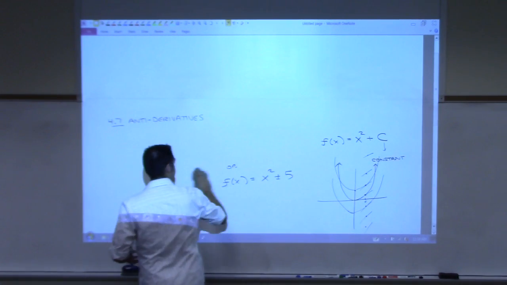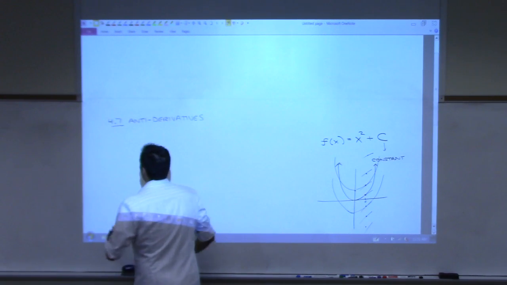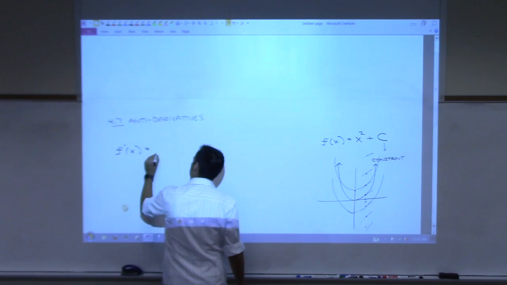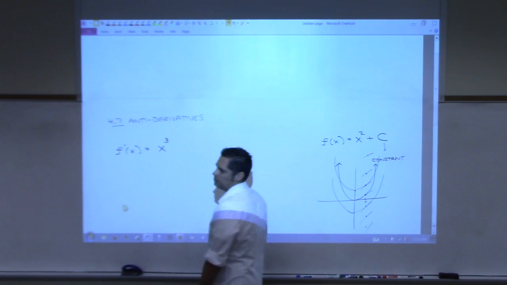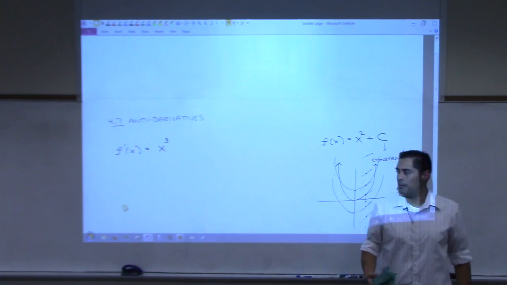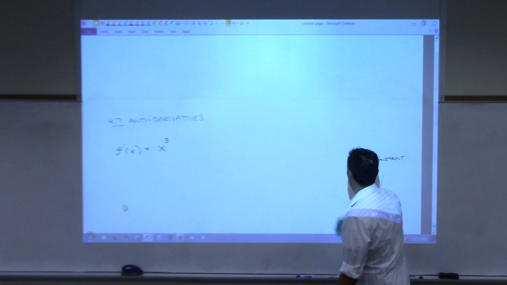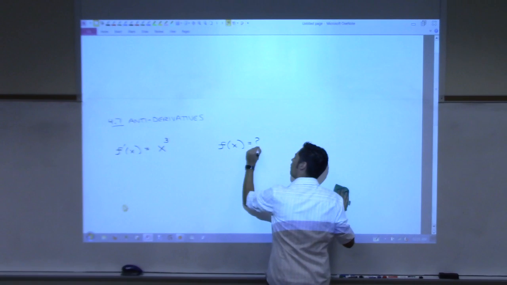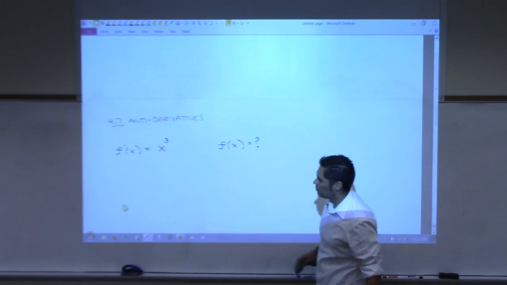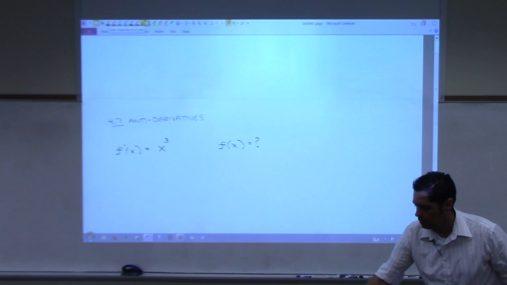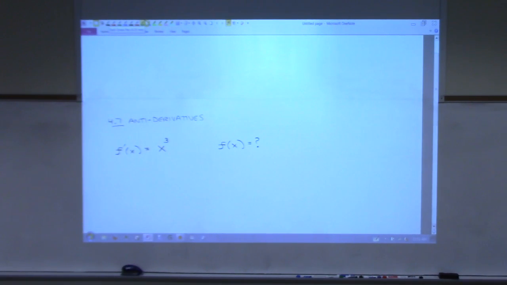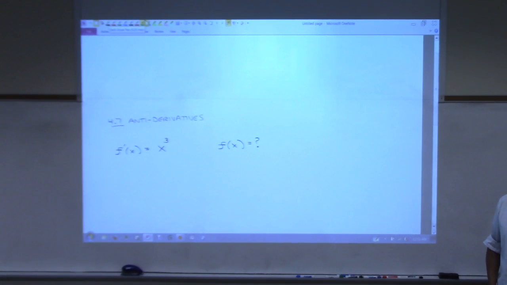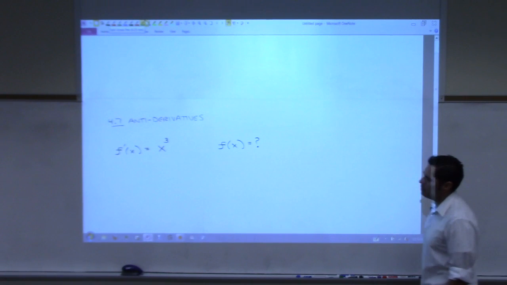Let me give you another one. How about if I tell you that the derivative of something is x cubed? Can you tell me where that came from? What is little f here? Has to be like 1/3 x squared, or 1/4 x to the 4th.